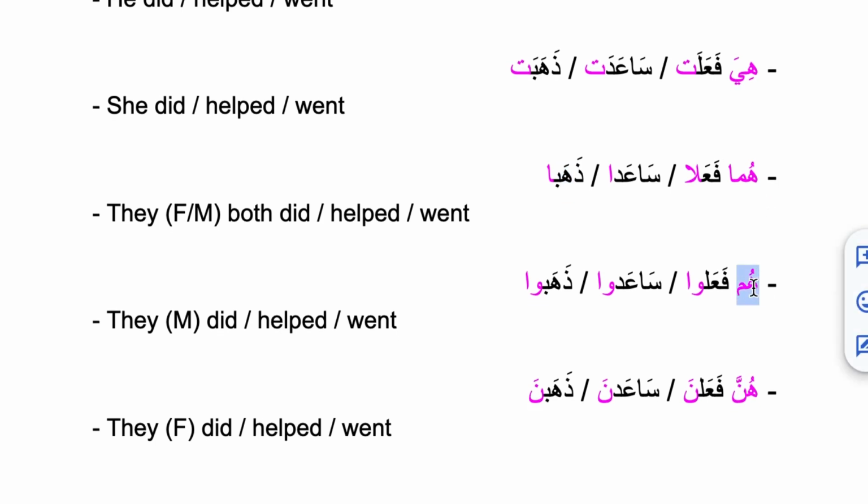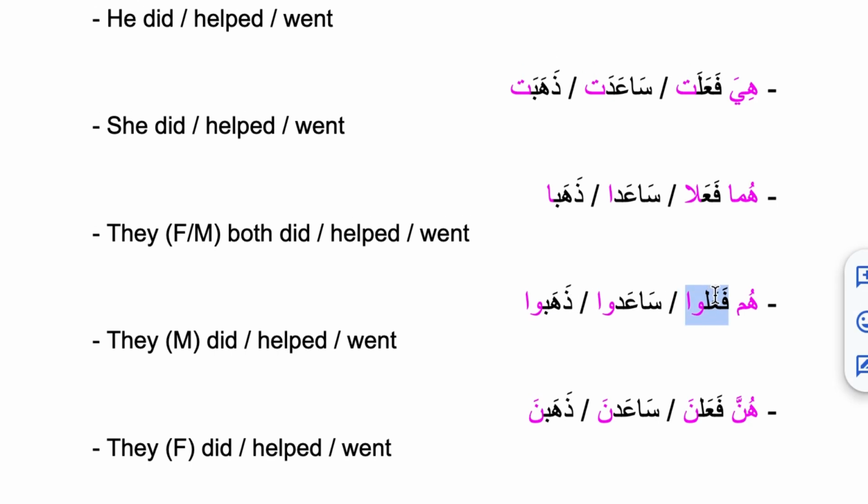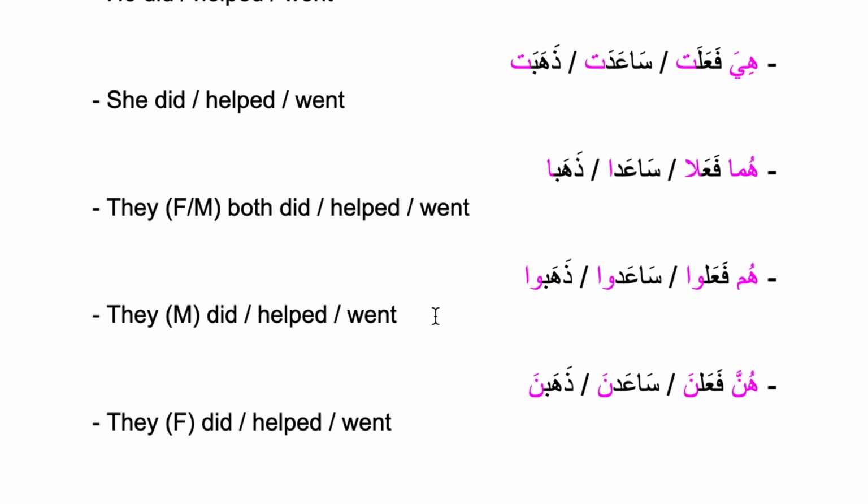Now, next is hum, and it means they for plural male. Fa'alu, and it means they did. And the suffix of this pronoun is waw and alif. As you can see, they are in a different color. Fa'al means did in the past, but when you say fa'alu it means they did in the past. The second example, sa'adu, and it means they helped. The third example, dhahabu, and it means they went. And of course, for plural male.